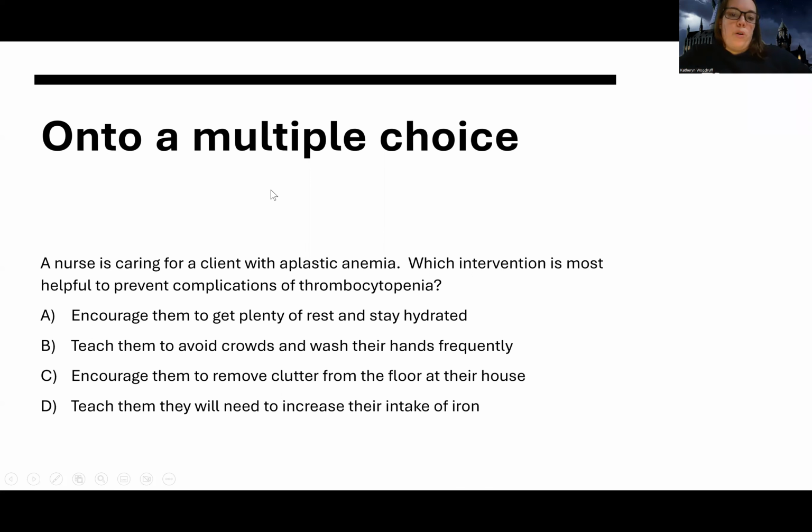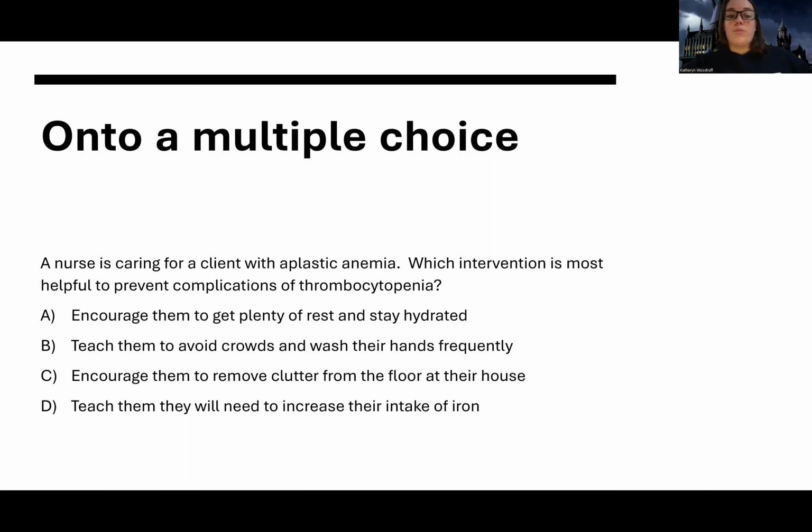All right, now we're going to do a multiple choice. A nurse is caring for a client with aplastic anemia. Which intervention is most helpful to prevent complications of thrombocytopenia? Remember aplastic anemia: A is without. It's not that they're without plastic, but they're without all the cells. They're low on red blood cells, low on white blood cells, and also low on platelets.